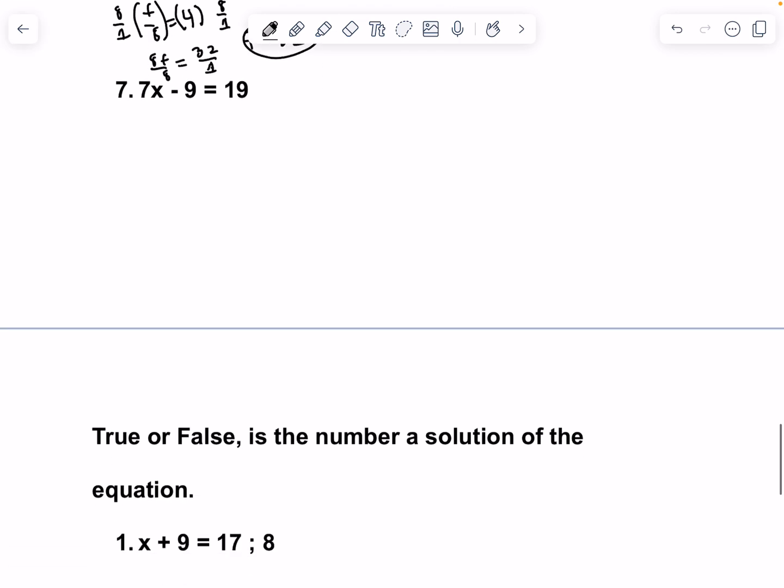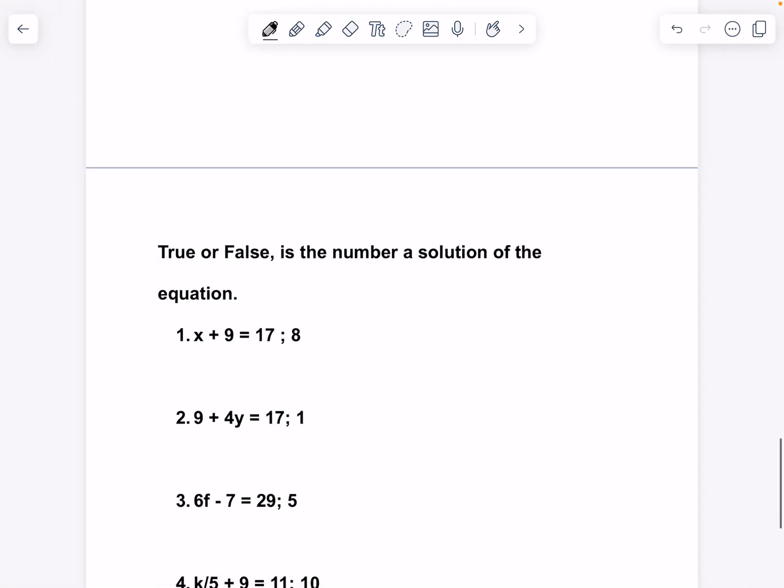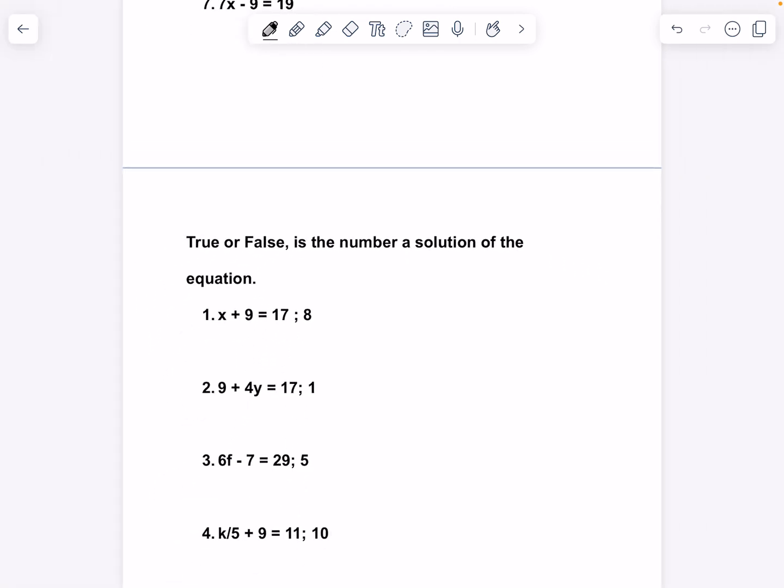And now we'll just move on to the true or false section. So here it's saying that this number is equal to x. So 8 is equal to x, so we can just plug that in. So 8 plus 9 is equal to 17. And that is a correct statement, so our answer is true here.